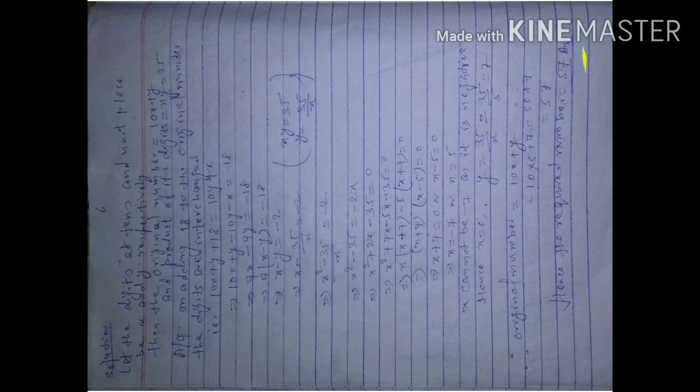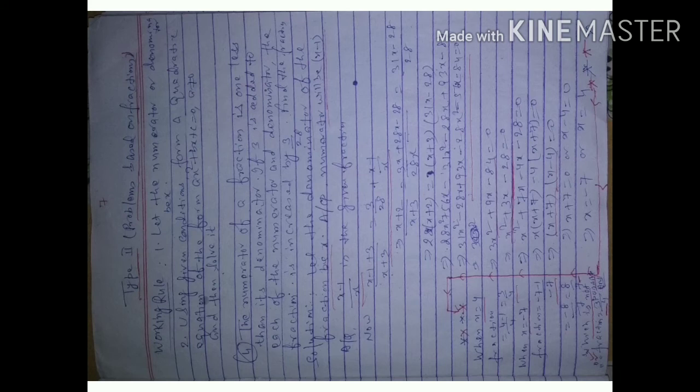And the last question is related to fractions. Working rule: let the numerator or denominator be x. Using the conditions, form a quadratic equation of the form ax square plus bx plus c is equal to 0, where a is not equal to 0, and then solve. I have taken my questions.